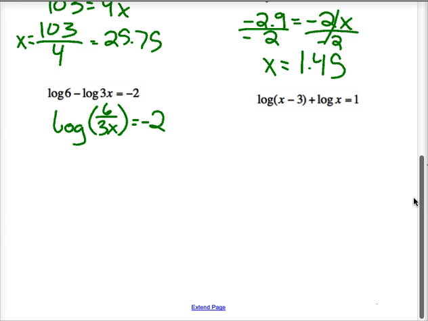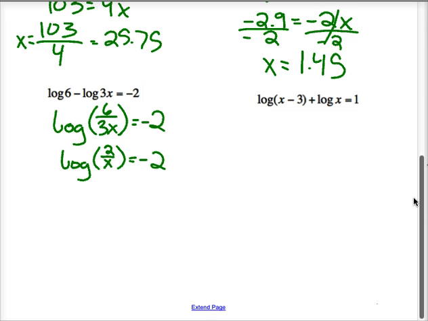All right, so that's the key to this one: when there's multiple logarithms, you're most definitely going to want to condense them. Now, inside there, 6 divided by 3x, well, that 6 divided by 3 is going to become a 2. So I'm going to clean up my equation to look like that. Now, up to this point, everything is exactly the same as what we've already been doing.